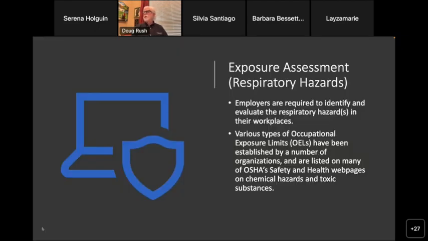with them. Exposure assessments. I cannot tell you how many workplaces I walk into that they have no idea what the exposures are in a workplace, even plants that have been around for years and years and years. But employers are required to do that. So do an exposure assessment, particularly for the respiratory hazards. So how do you do that?